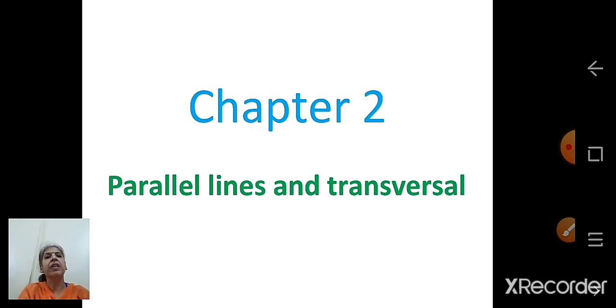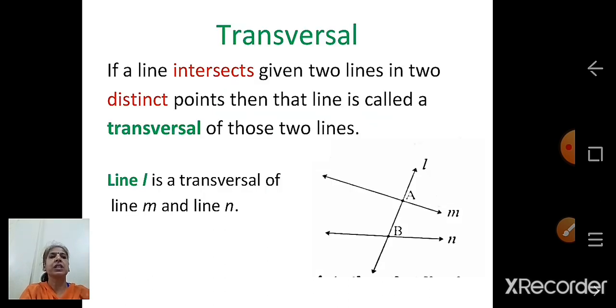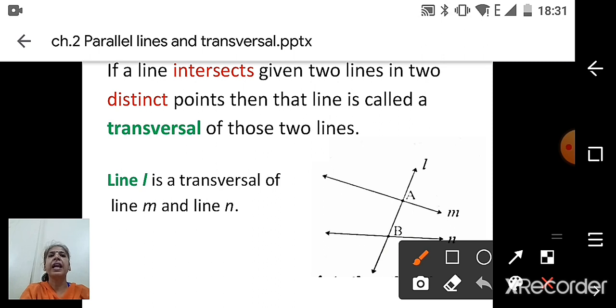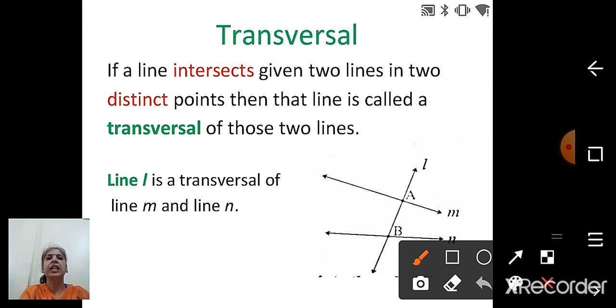So today we will start the new chapter, chapter 2, parallel lines and transversal. Now what is a transversal? If a line intersects given two lines in two distinct points, then that line is called the transversal of those two lines. Distinct points means the points should be different, not the same.